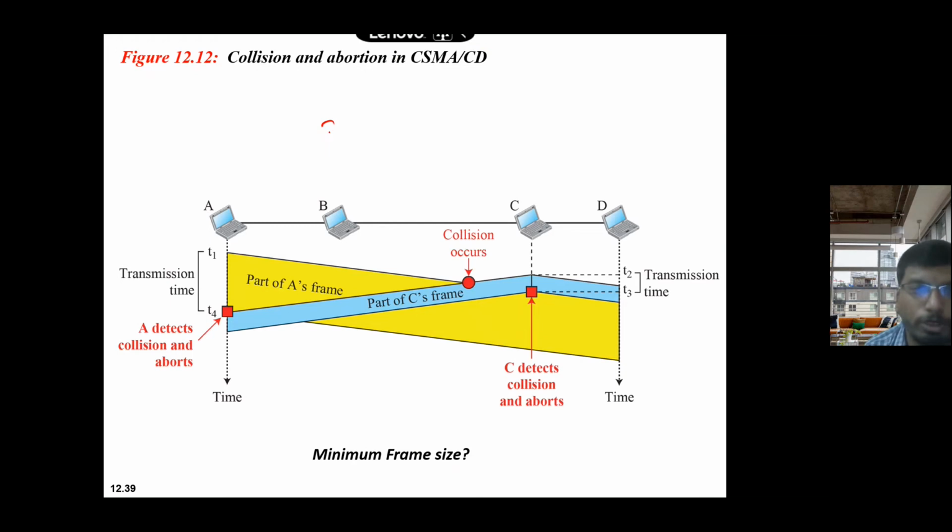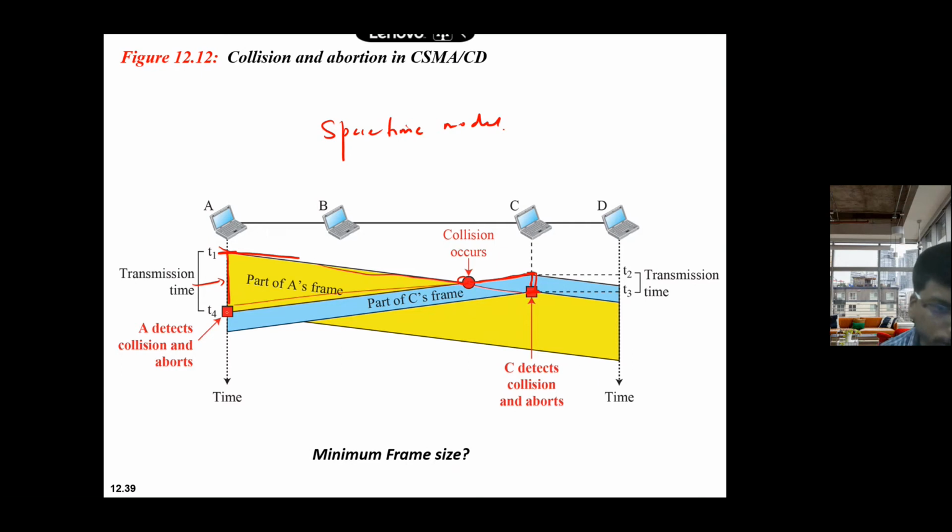So let's look at this from the space-time model, for a better understanding. Here you look at the yellow part and the blue part. At time T1, station A starts to transmit its first bit. So the part of A's frame is getting transmitted, while simultaneously listening. Now station B at time T2 senses the medium to be idle, and it also starts transmitting. So the blue part comes in. The two signals collide, and the collided signal has to come back. At this T3 point, station C detects the collision and aborts the transmission.